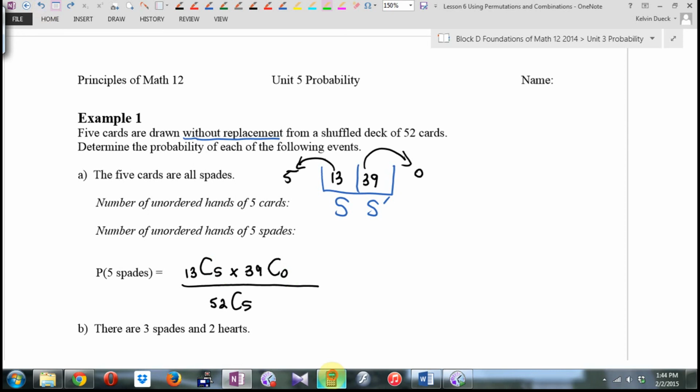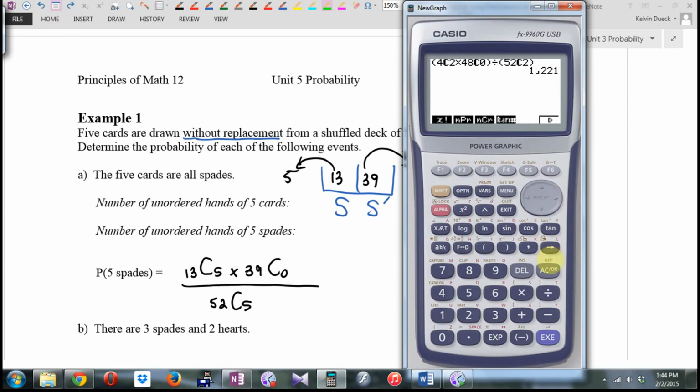Do you have to put it in brackets? I don't know. Do you have to put the top in brackets? Let's find out. Bracket 13 choose 5 and 39 choose 0, divided by 52 choose 5. You know what? With one thing in the bottom, it doesn't look like I had to put it in brackets. Do you get 33 over 66640? A little unusual, but okay. 33 over 66640. Oh, you know, that's a small number.